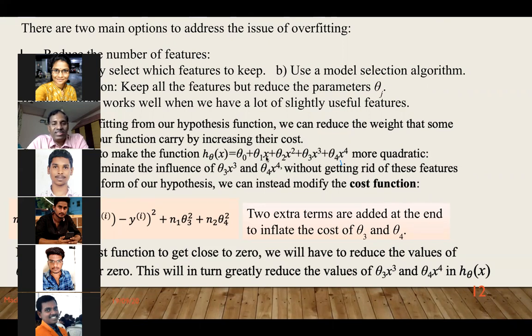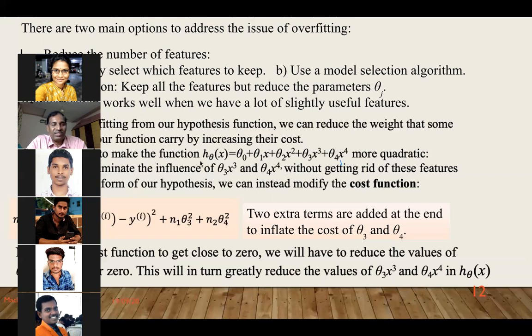To reduce theta naught, theta 1, theta 2, theta 3, theta 4, what we do is add some more cost to our cost function. If your thetas are very high, that also adds some more cost for the hypothesis function. That is what we do, so that to reduce the cost, it will also force us to reduce the values of theta naught to theta n. We'll see how we do that.